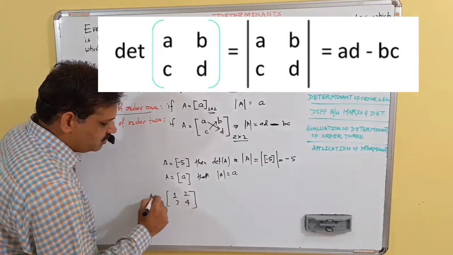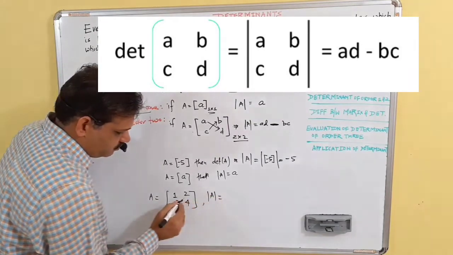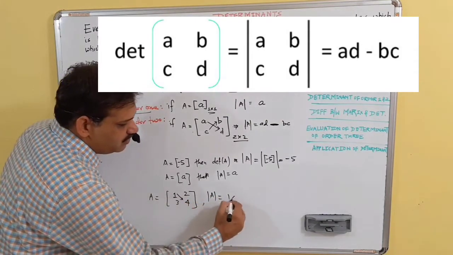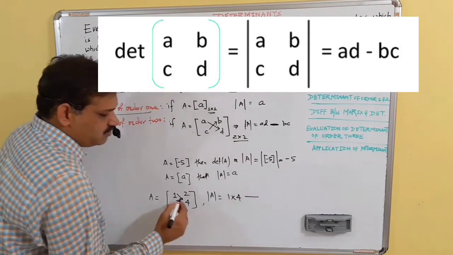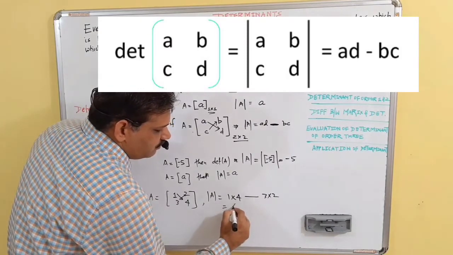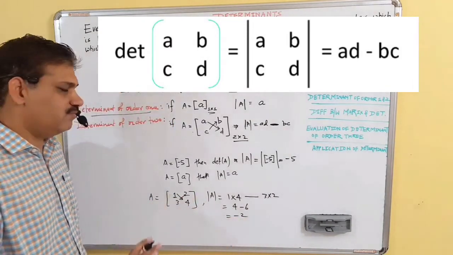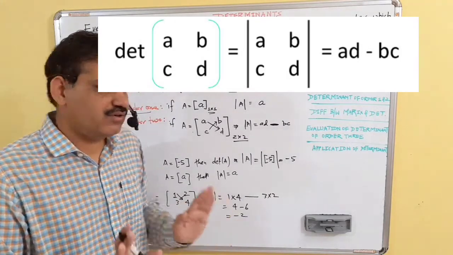Suppose I have given a matrix 1, 2, 3, 4. This matrix is say A, then its determinant is equal to ad, that is 1 into 4 minus 3 into 2. So this will give 4 minus 6, which is equal to minus 2. The value of determinant can be negative. There is no problem at all.